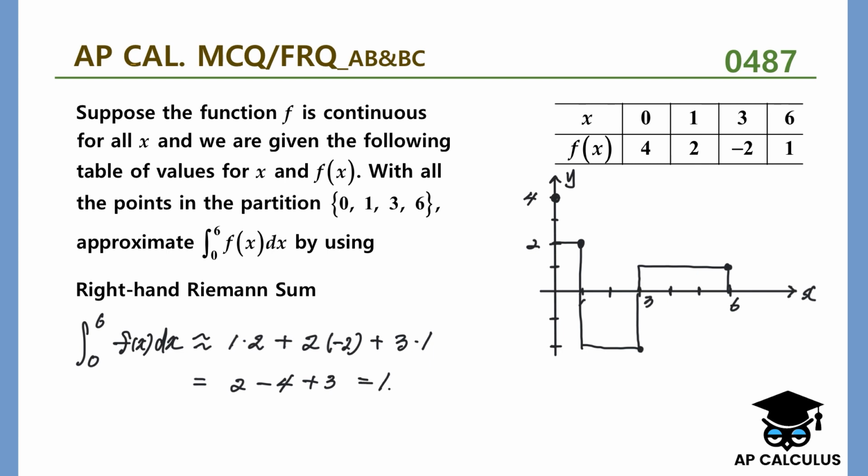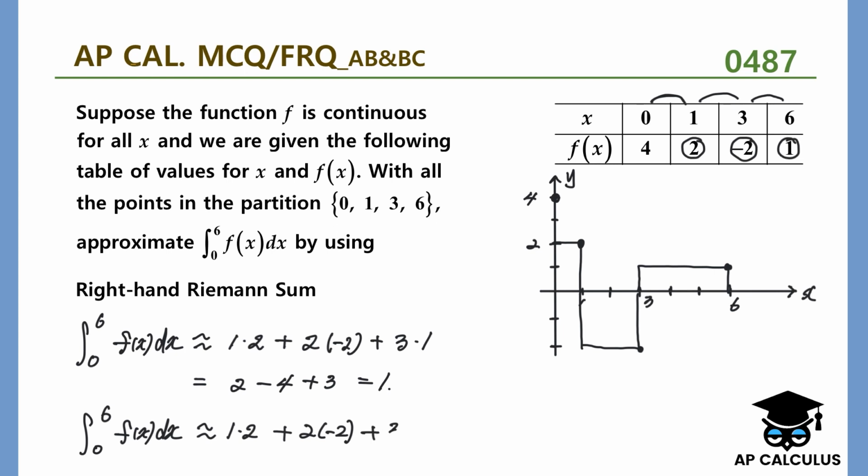Or just by looking at this table right here, this definite integral can be approximated using the right-hand Riemann sum as each interval times the function value on the right-hand side. So 1 times 2 plus 2 times -2 plus 3 times 1. So that's going to be equal to 1.